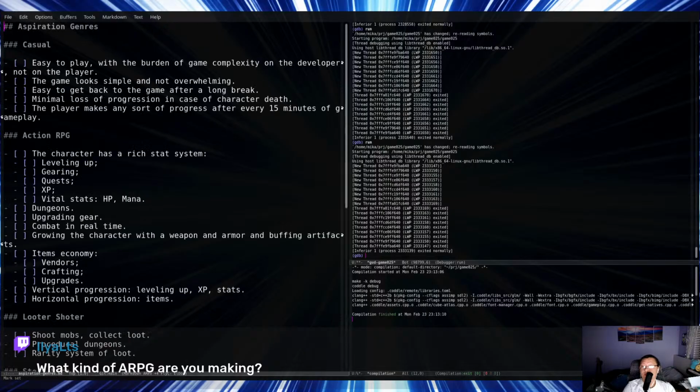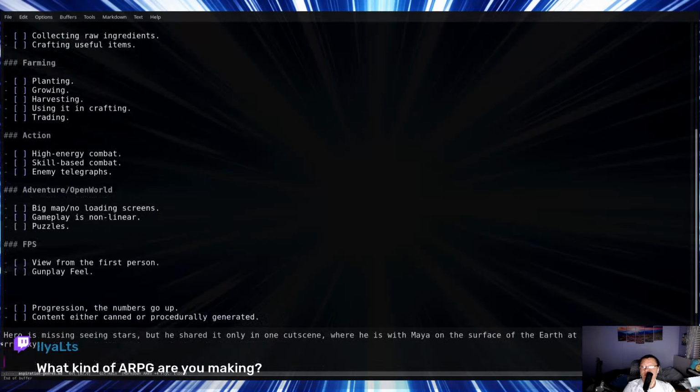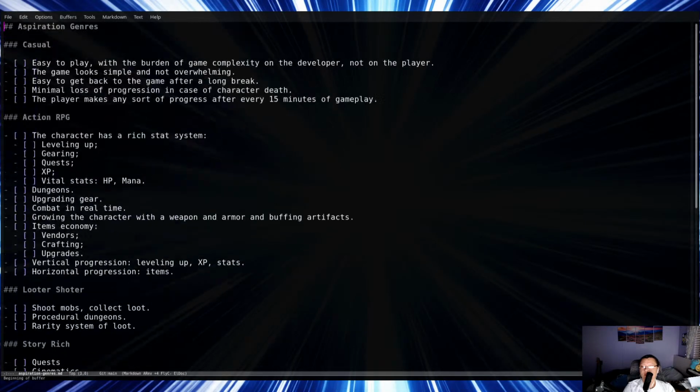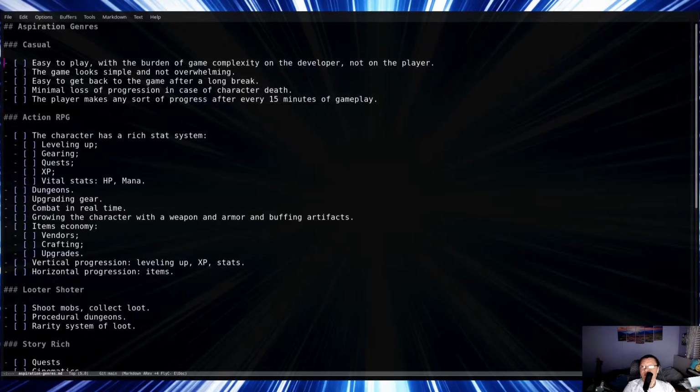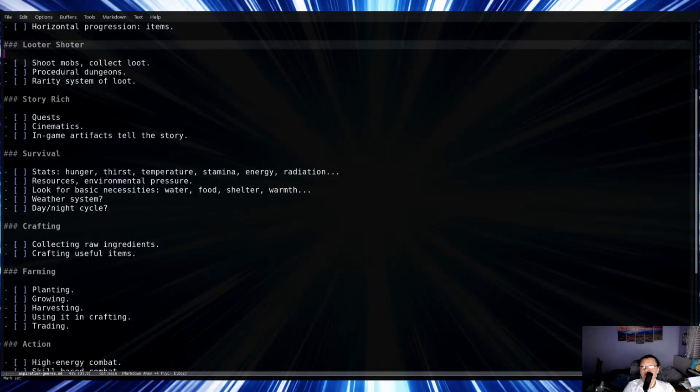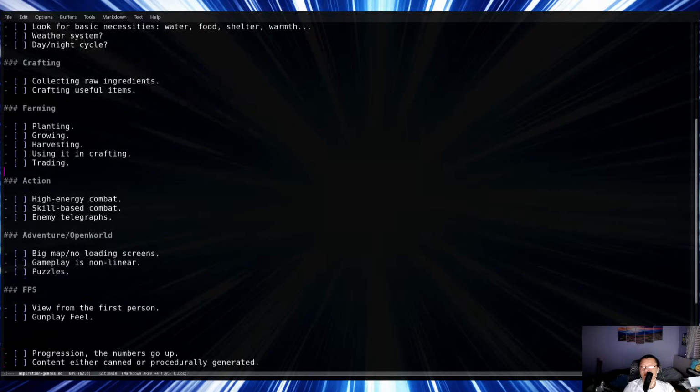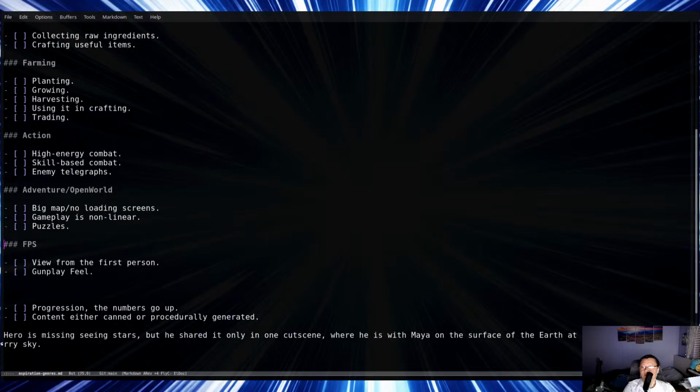So I get the list of aspirational genres and what I want to get from these genres. So it's casual, action RPG, looter shooter, story rich, survival, crafting, farming, action, adventure, open world, FPS. So what does it mean? It's going to be a first person view game, should have a good gunplay feel.